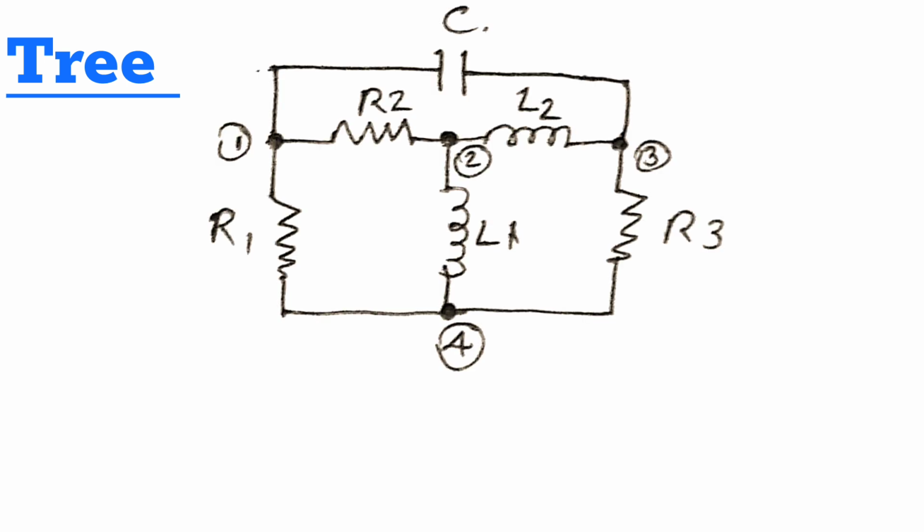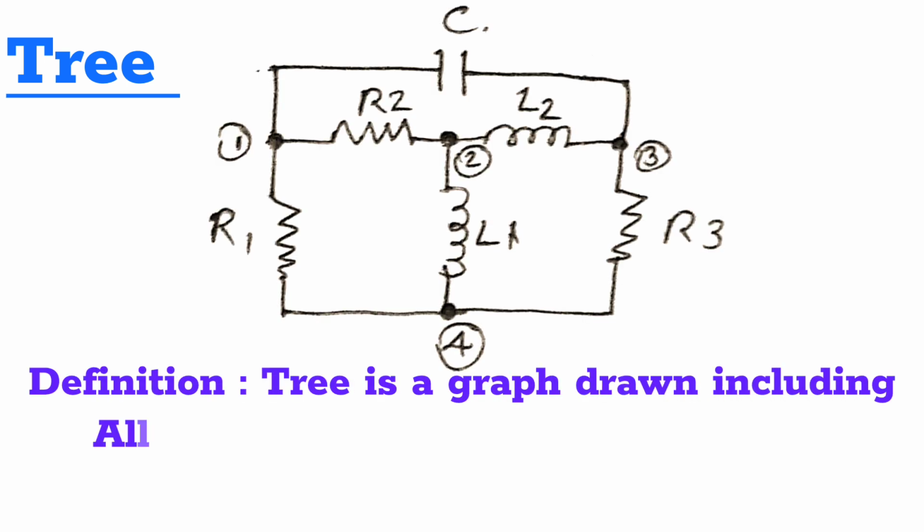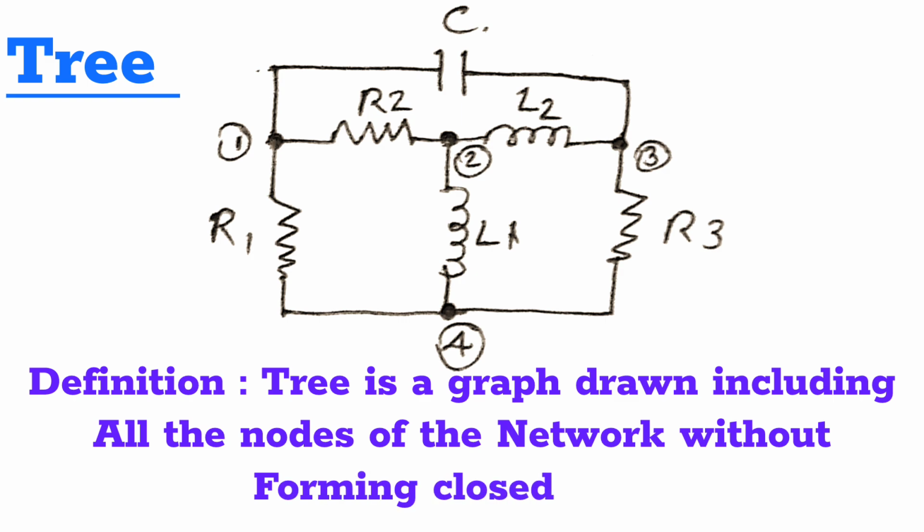Now comes tree. What is tree? Let us understand what is tree first. Later we will understand how to draw the tree. Tree is a graph drawn including all the nodes of the network, meaning we have to include all the nodes present in the network without forming a closed loop. Then it will become a tree. Hope you understood. So play it once again if you didn't understand. Tree is a graph drawn including all the nodes of the network without forming a closed loop.